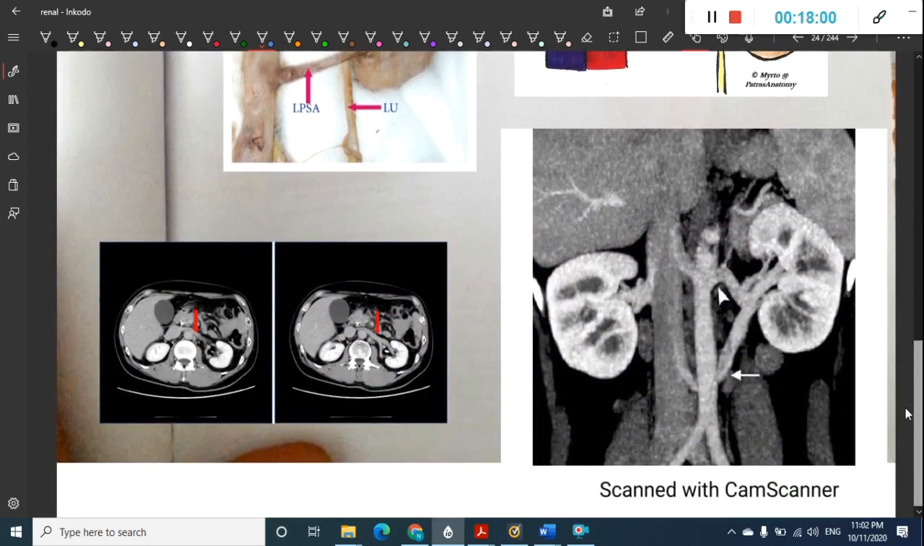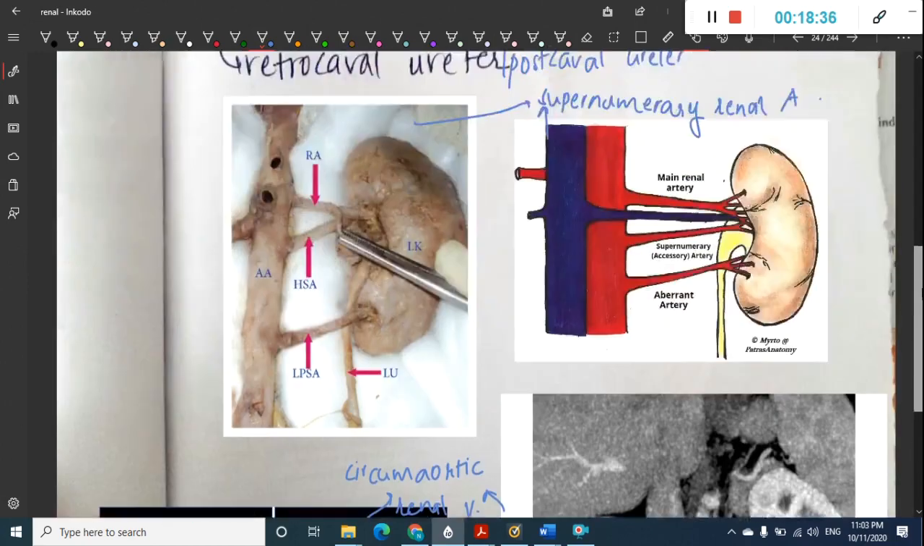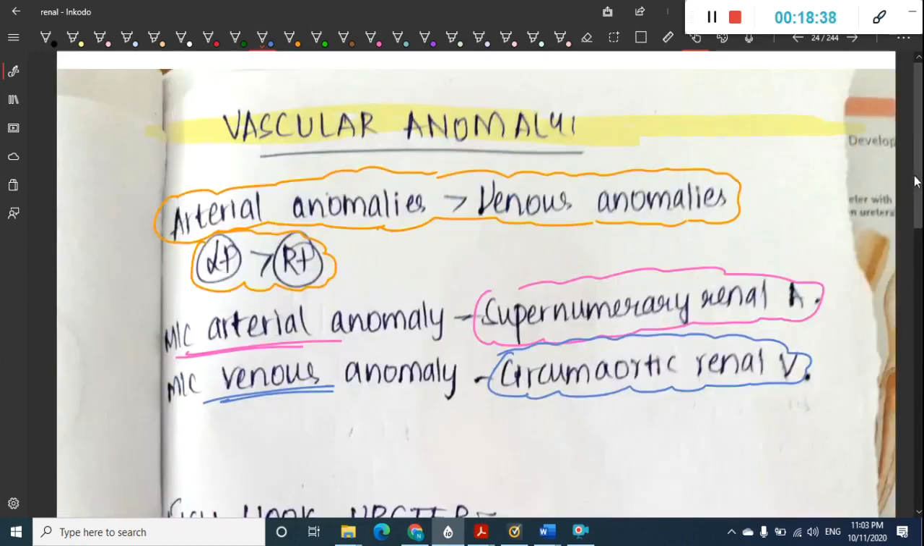Okay, then if you see, these are the pictures of circumaortic renal vein. So here one more renal vein arises, and it goes behind the aorta and drains into the inferior vena cava. Even here, we have two renal veins. This is the aorta, this is the inferior vena cava. So you have two renal veins which are coming, joining, and then joining the inferior vena cava. So that is called circumaortic renal veins.